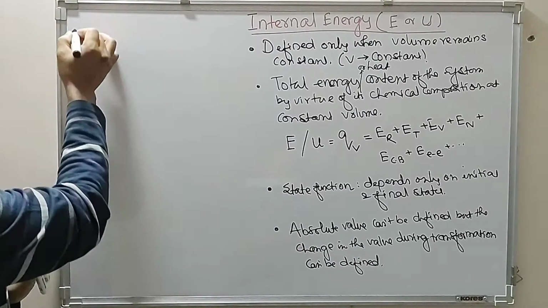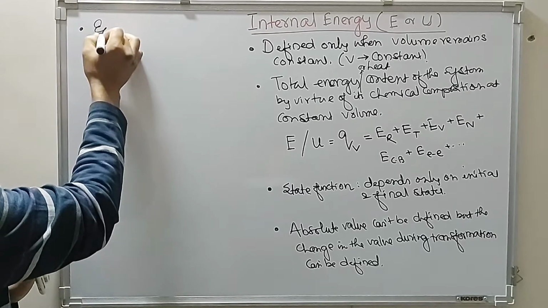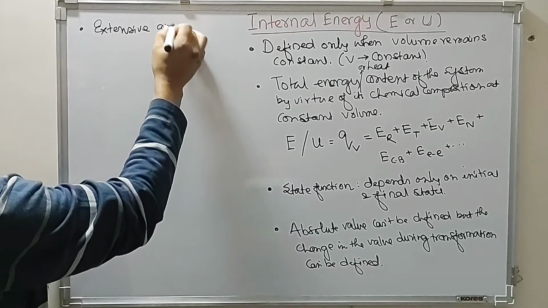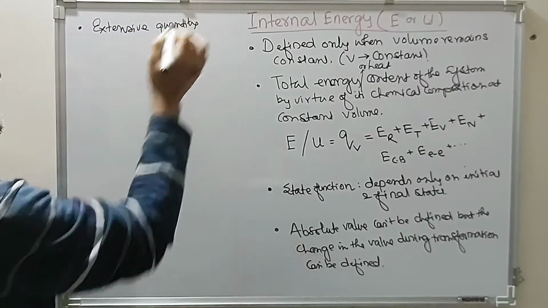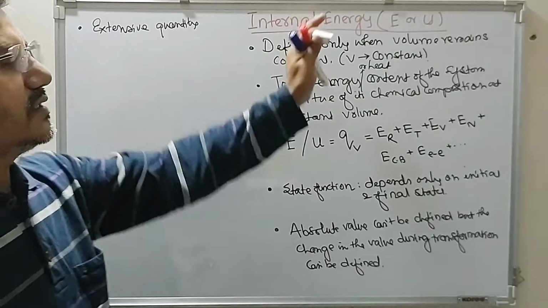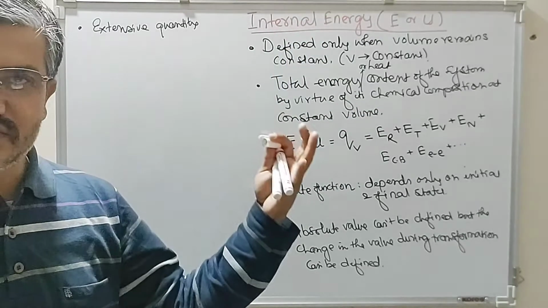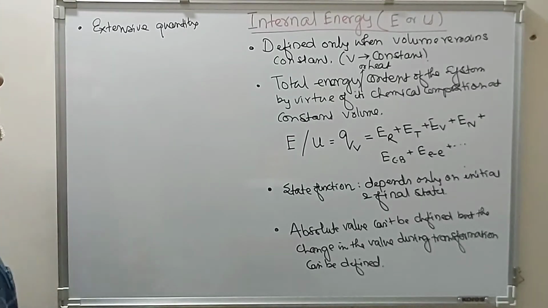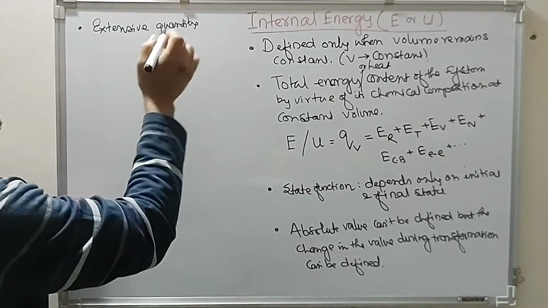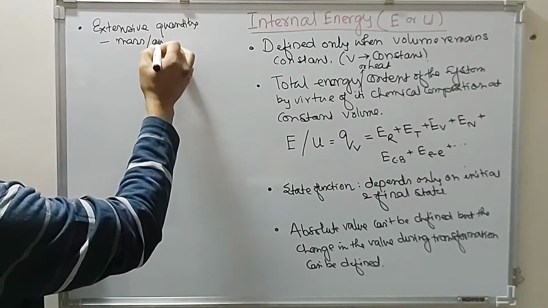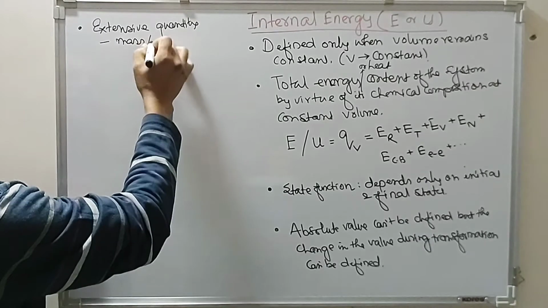So this internal energy is an extensive quantity, meaning thereby this depends on the quantity of the system. If the quantity of the system is less, the internal energy will be less. If the quantity of the system is more, the internal energy of the system will be more. That is mass dependent. Mass or amount dependent.